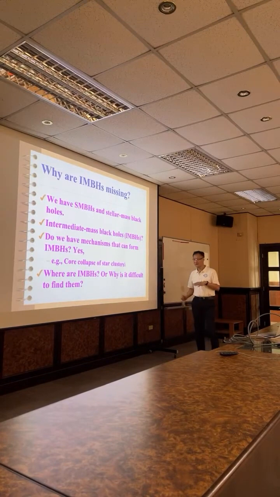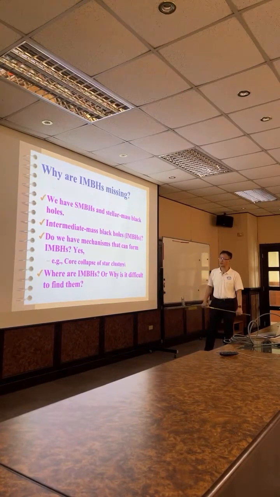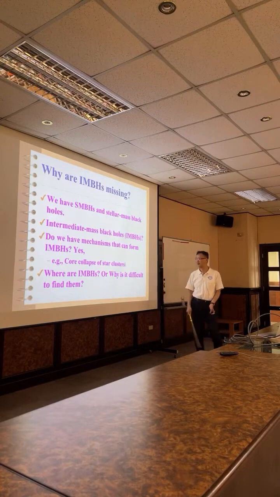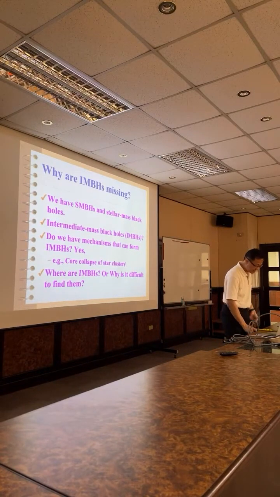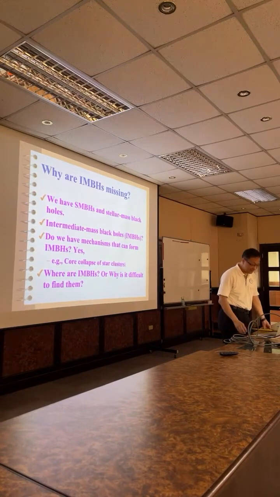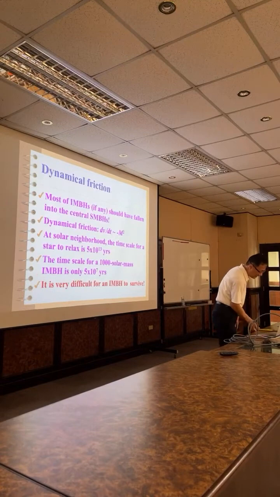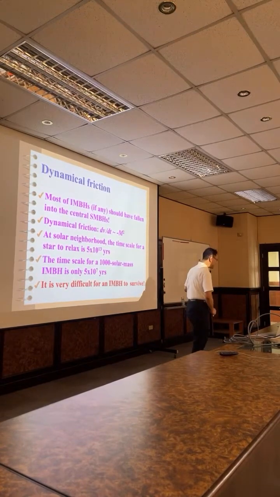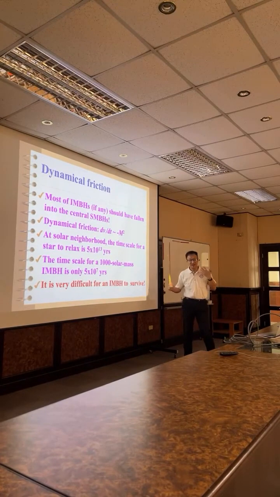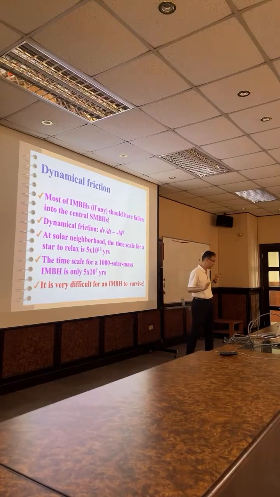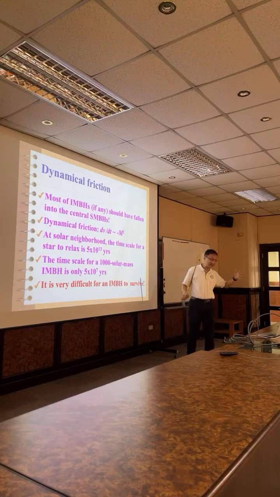But the problem is we cannot see them. So where are they? Where are the intermediate mass black holes, or why is it difficult to find them? Well, my answer is quite simple, much simpler than people expect. This is easy because we are dynamical fish. What do I mean by dynamical fish? My answer is that most intermediate mass black holes should have fallen into the central massive black hole if they are within the galaxy.